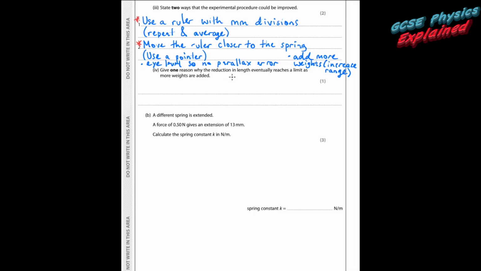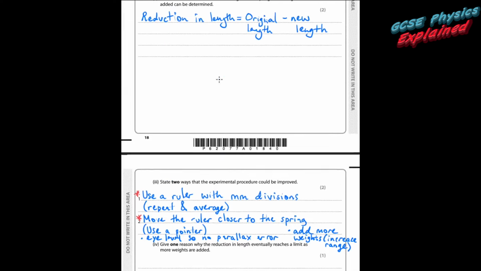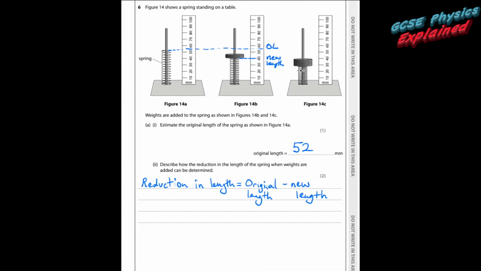Part 4. Give one reason why the reduction in length eventually reaches a limit as more weights are added. Right, well that spring's getting more and more squashed. Eventually those coils will actually be touching each other and you won't be able to squash it anymore. The coils will touch and the spring is fully compressed.